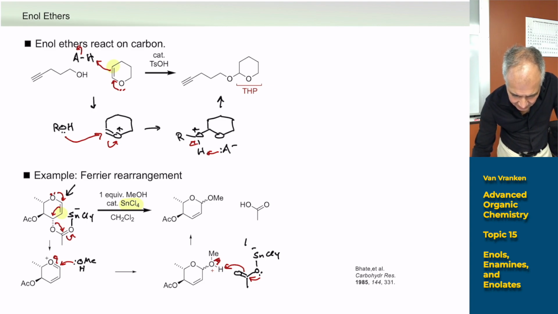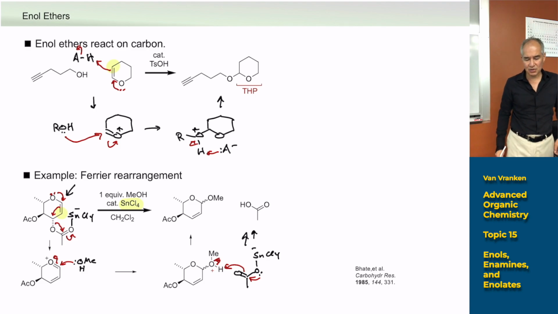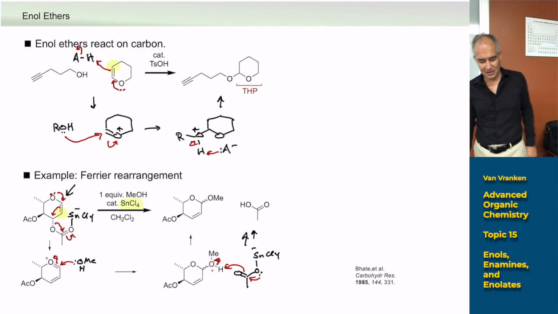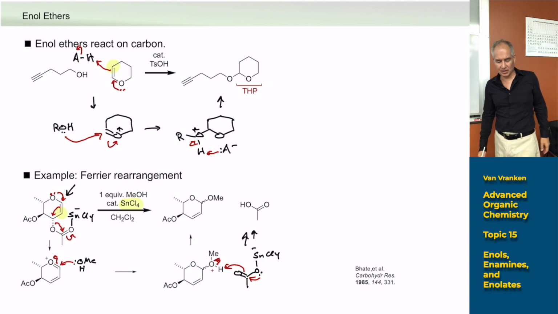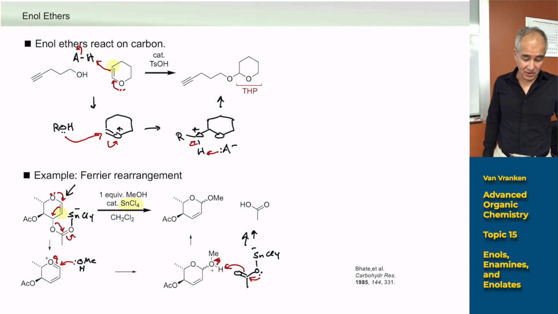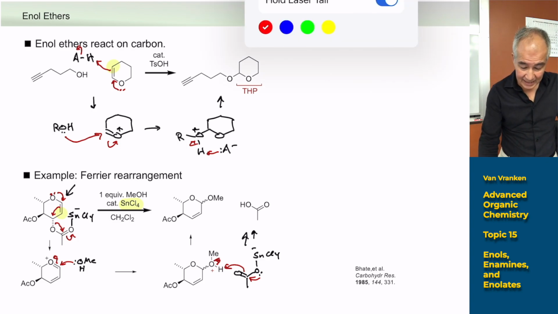This is actually a 2-step process, and I'm not going to show the dissociation of the tin to regenerate the tin Lewis acid. But you could draw that out for yourself if you wanted to. So initially you'd have a tetrachlorostanate here, and then it would come off and give you the acetic acid product. All right, so again, it's kind of like an enol ether here.